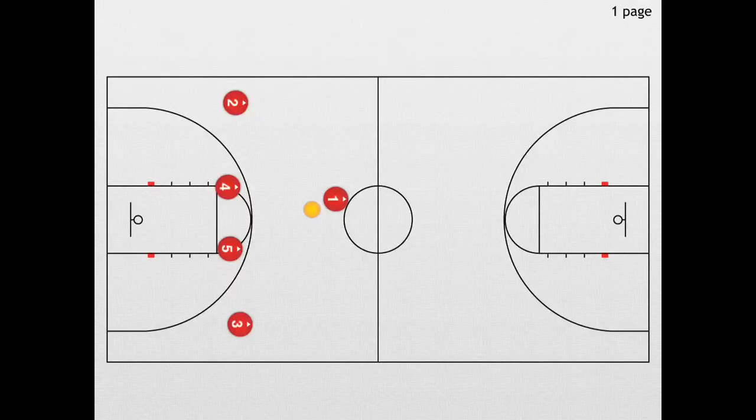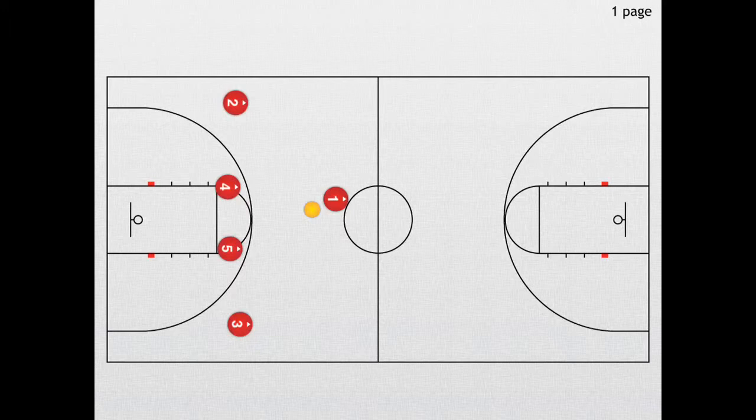Okay, so this is part 2 of our motion offense. We saw in part 1 we can enter the ball to either the 4 or the 5, to either post. It doesn't matter which side we go to. Part 2 is when we enter the ball to either wing. So we can enter the ball to either the 2 or the 3.